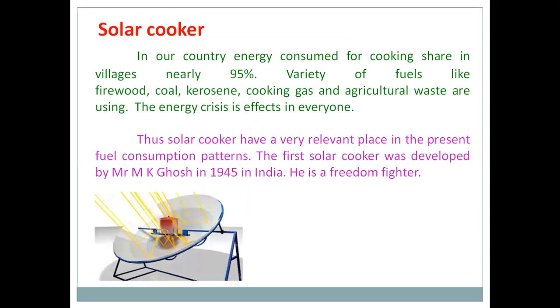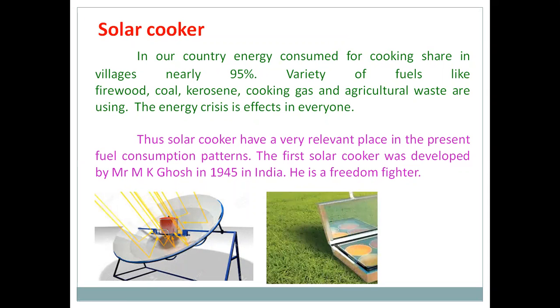So this is one of the solar cookers. The sun's rays are incident on this area and reflected back. These rays are concentrated at this center, where this is the vessel for cooking food. So the temperature in this region is higher and the cooking time reduces. This is one type of solar cooker.